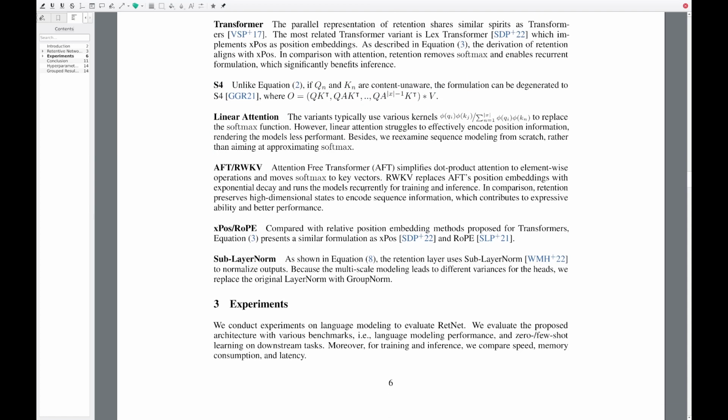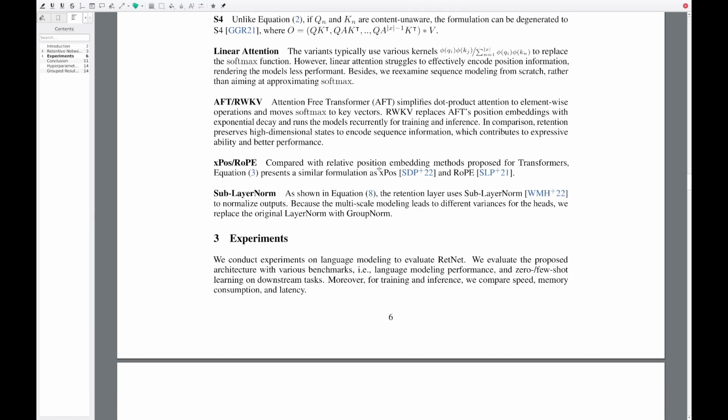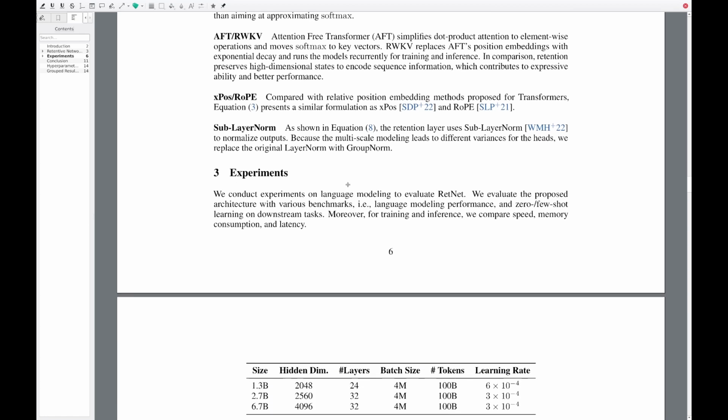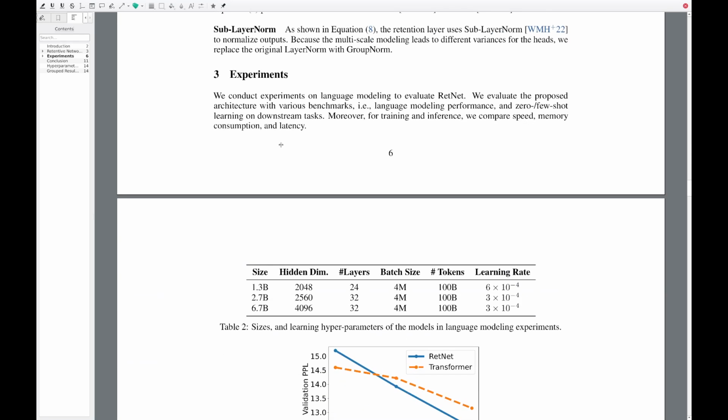They say, let's see, with RWKV and AFT, they just compare it. I don't know if this is similar architecture or not, but it seems like it's kind of not a similar architecture. But they say theirs is better. Let's see here, the experiments.